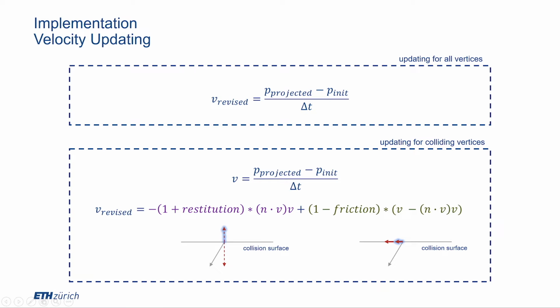After position projection, we need to revise the velocity. The revision is generally simple, but for vertices colliding with a steady object, the velocities along the surface normal need to be reverted. Friction and restitution are also computed at this step.